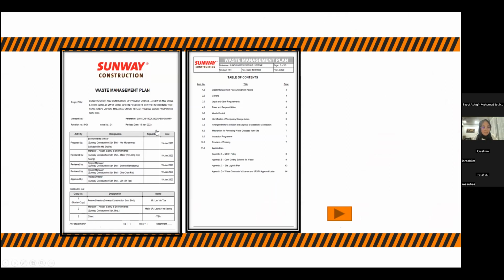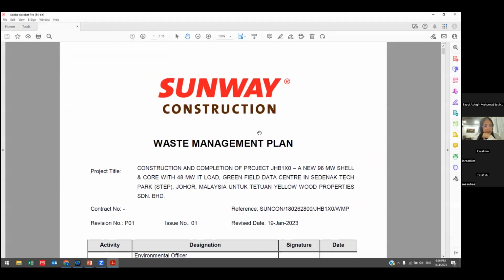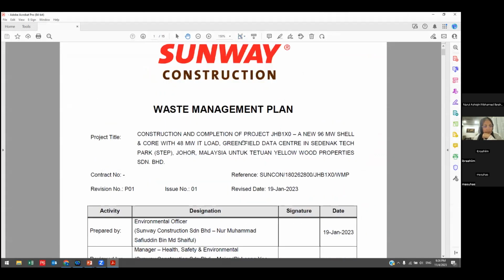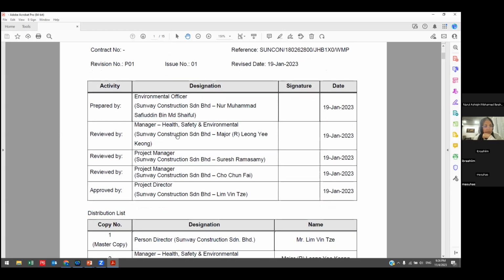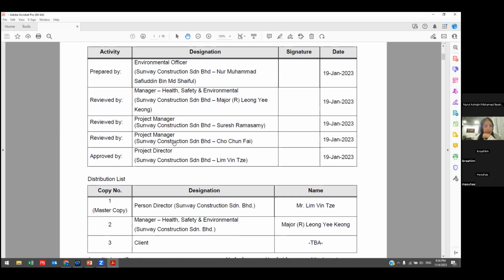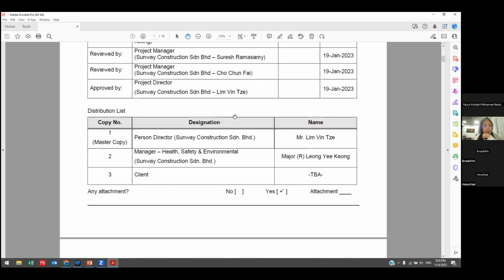This is a sample of a waste management plan, which we submit to the client to get their approval and endorsement. If I go into detail, you can see this PDF, right? Yes. Okay, this WMP, we call it waste management plan. It is prepared by, normally, the environmental officer. Then it is reviewed by our managers, the safety managers and the project managers, and also involves the project director. So all the site top management is aware of this waste management plan. The project manager cannot say they are not aware, because they are going to pay some amount for the implementation of waste management works, right?